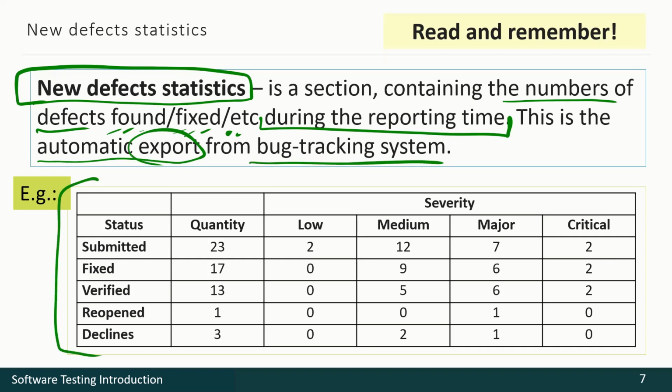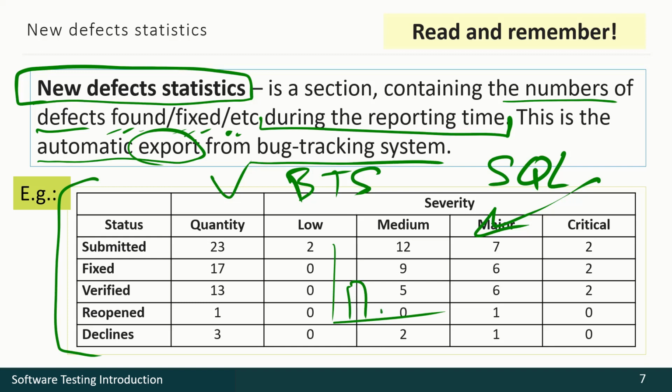Even if your bug tracking system cannot produce such a table, it's absolutely easy for any IT specialist to use an SQL query to the database and produce such a table. And maybe such a table will be combined with some chart or something like that. It's easy, and most bug tracking systems and other reporting tools provide such opportunities.